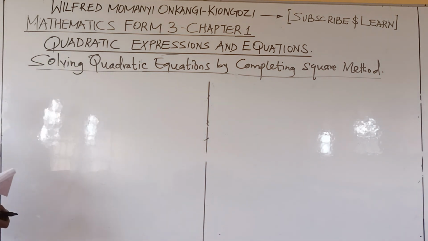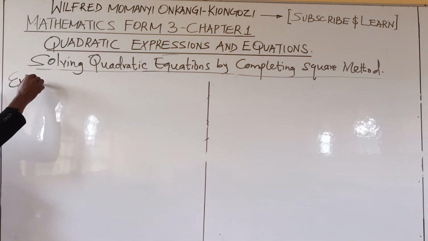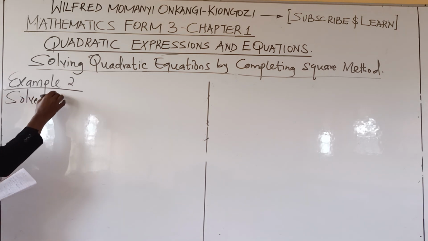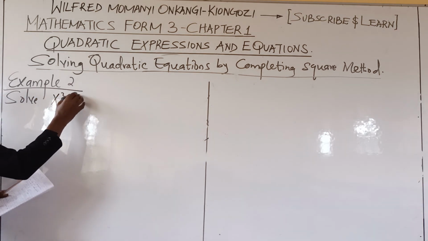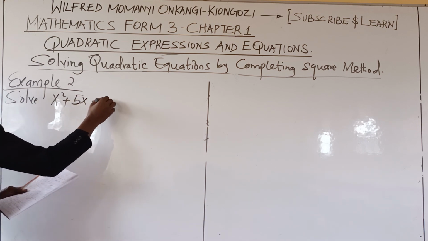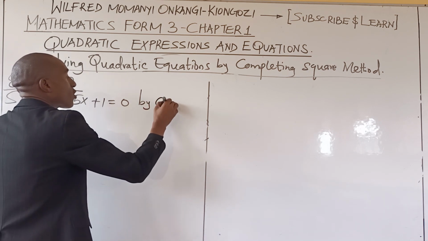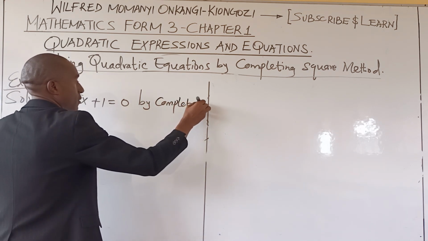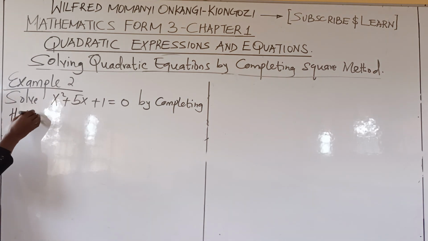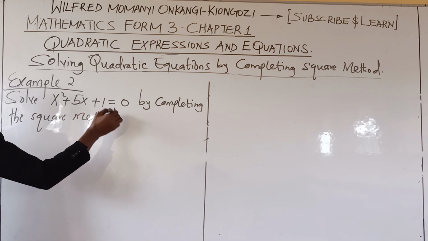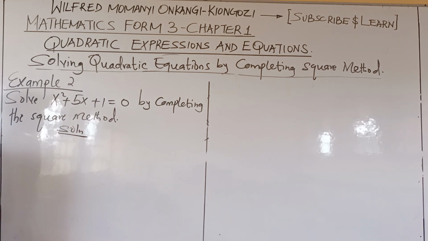Example 2. Solve x squared plus 5x plus 1 is equals to 0 by completing the square method. Solution. Remember, we have a few steps that are very easy.